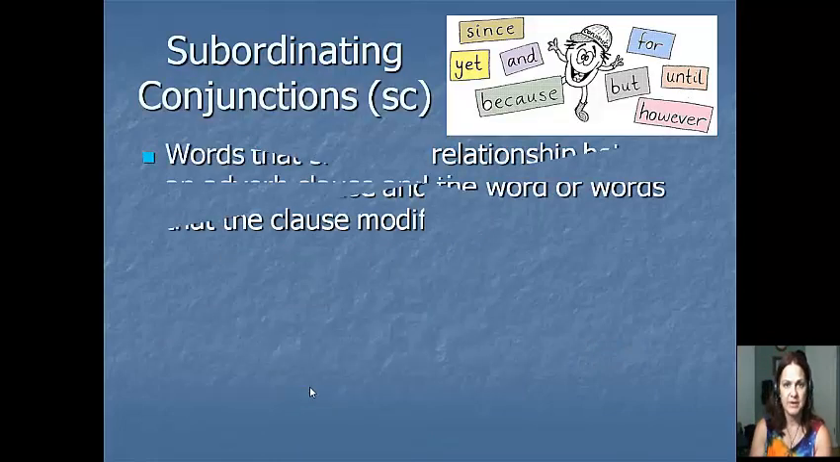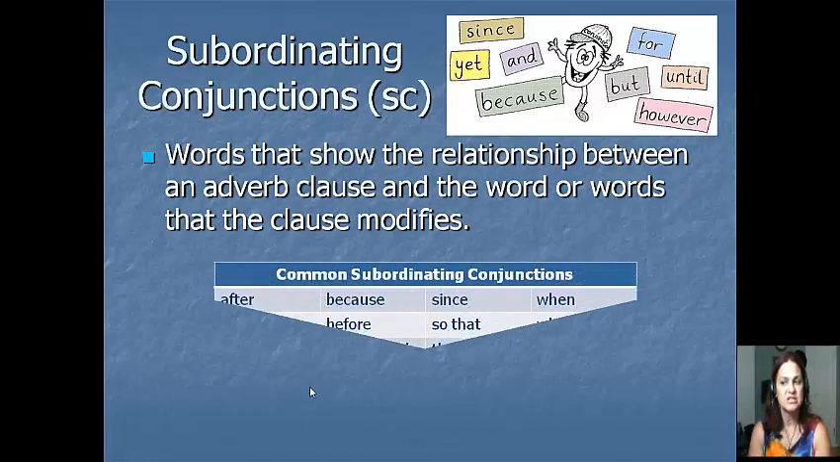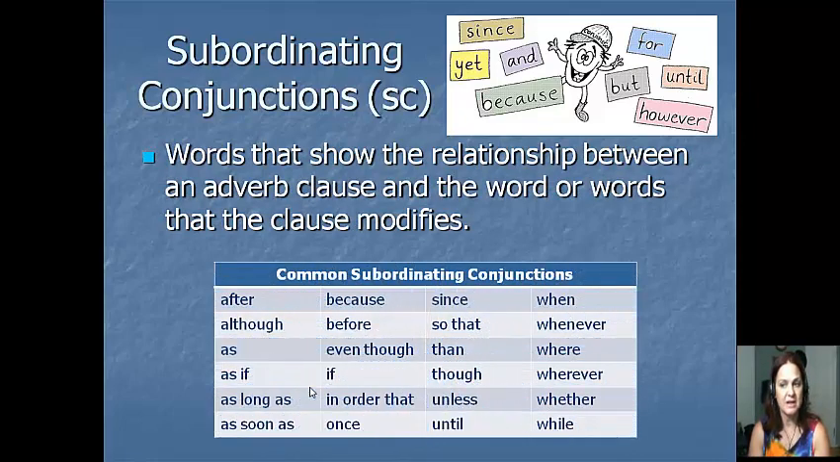Then we have subordinating conjunctions. Subordinating conjunctions are words that show the relationship between an adverb clause and the word or words that the clause modifies. So in your chart here, you have common subordinating conjunctions, and I would like you to copy this down for reference in your notes so that we can use it in our class activity, and also use it in your writing activities that we'll be doing all year long. So go ahead and get that down, please. Just pause the video.